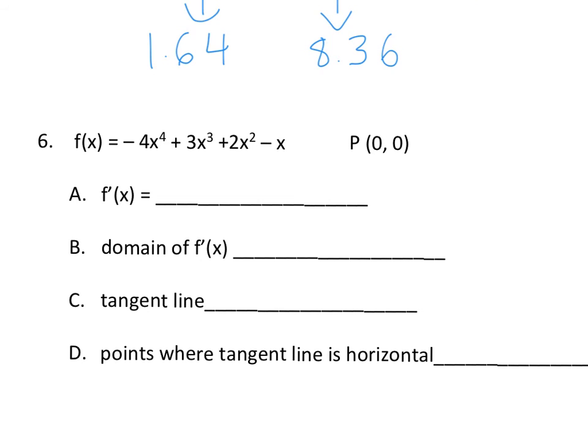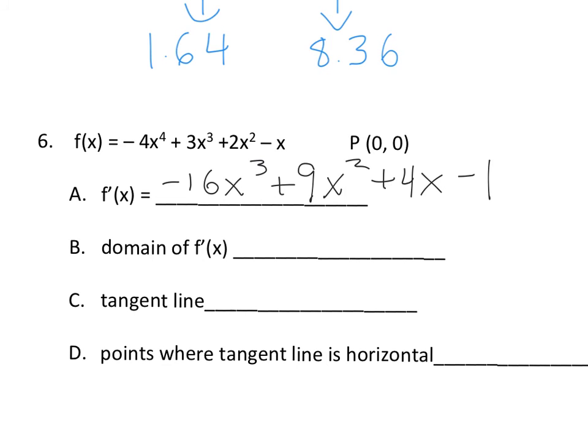All right, last problem, number 6. Now this one's lovely. It's kind of a nice way to end the problem set because they are all polynomial. So -4 times 4 is just going to be -16. Drop the power. 3 times 3 is 9. Drop the power. 2 times 2 is 4. Drop the power. And -1 x just becomes -1.